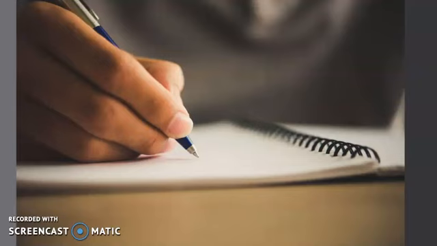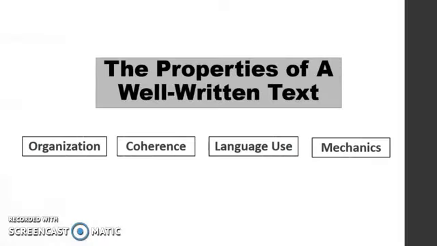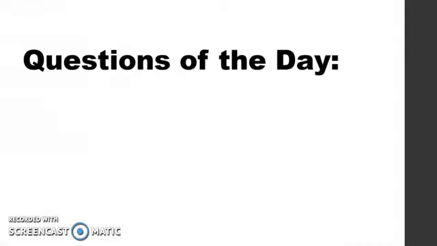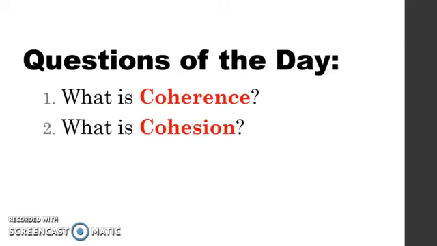Good day everyone, this is Miss Jai, and in this lesson we will still talk about the properties of a well-written text. Last time we discussed organization, but from here on let's talk about coherence. In this lesson, let us answer the following questions. What is coherence and what is cohesion?